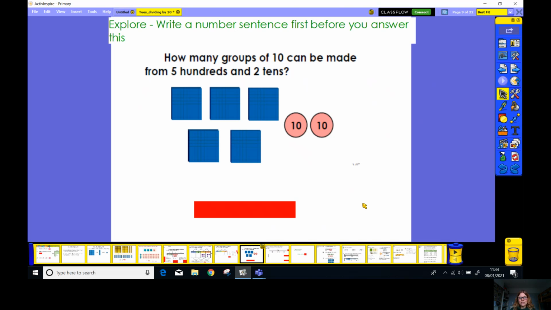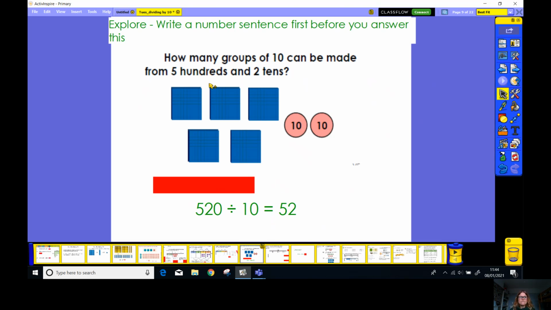Okay, well done. So take your purple pen, let's mark it. Now, if you're writing a number sentence, it should look like this. We've got 502 tens, and we want to make groups of 10 of that. So the number sentence would look like this. 520 divided by 10 equals 52.